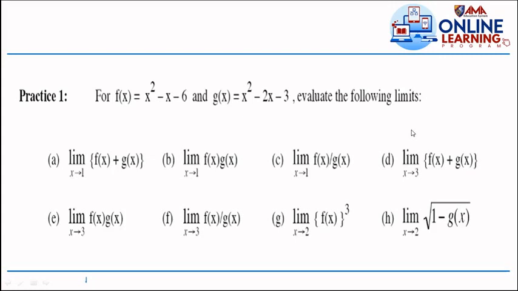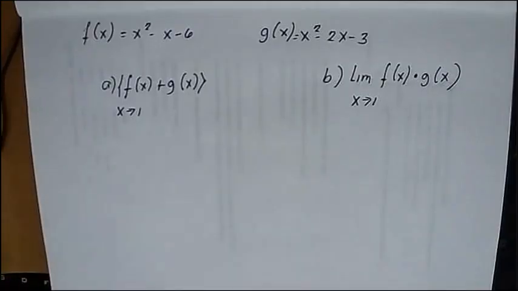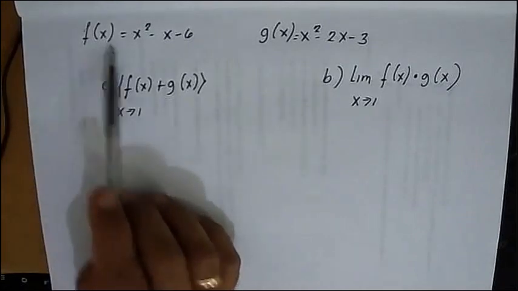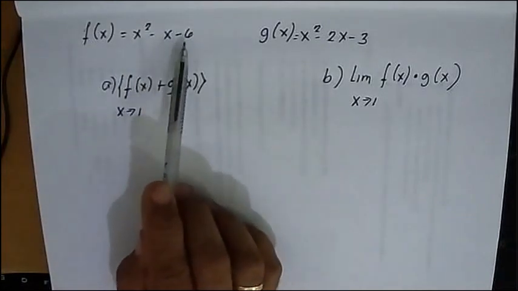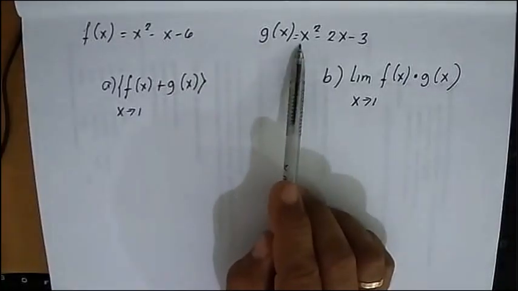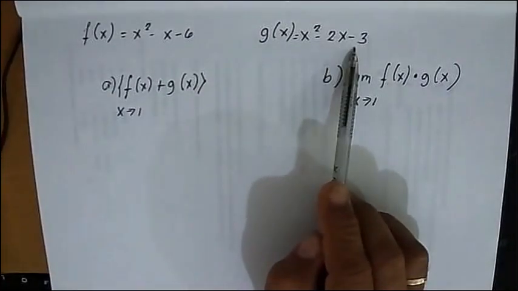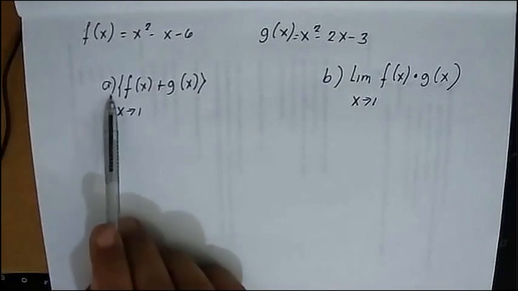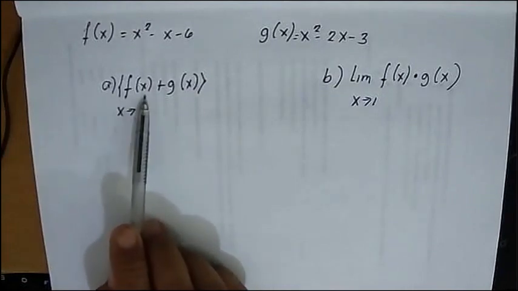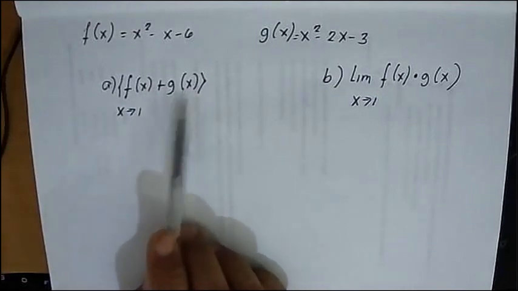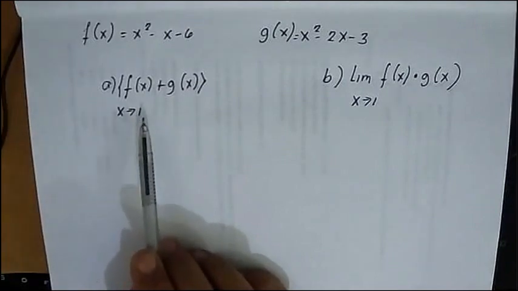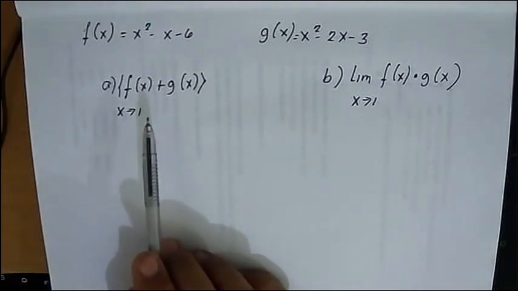So what we're going to do, we're going to follow the theorems of limits in solving this example. Okay? So this is your first limit. The function f(x) equal to x squared minus x minus 6. g(x) is equal to x squared minus 2x minus 3. So letter A, we're going to find the limit of f(x) plus g(x) as x approaches 1. Okay? So that's our letter A.